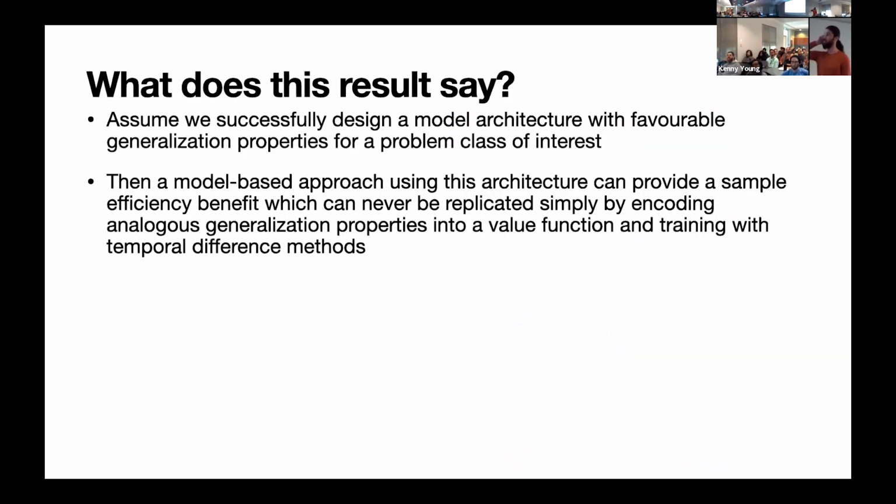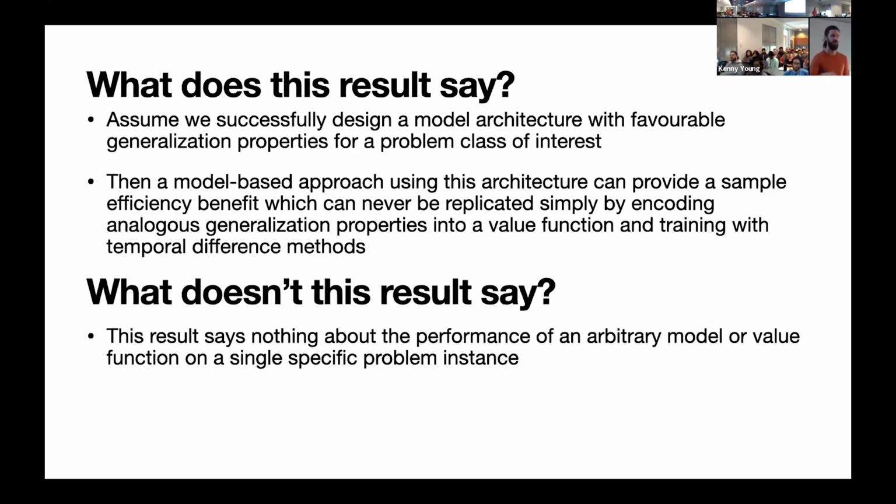Okay, so overall, what does this result say? Basically, modulo all the limitations I mentioned in the previous slide and the one Abhishek just brought up, this is assuming we successfully design a model architecture with favorable generalization properties for a problem class of interest. In other words, if we have some properties of the world that we know are useful for building good model-based approaches, then a model-based approach using this architecture is going to provide a sample efficiency benefit, which we can't recover just by encoding analogous generalization properties in a value function and then training it with model-free temporal difference methods like the ones I've described.